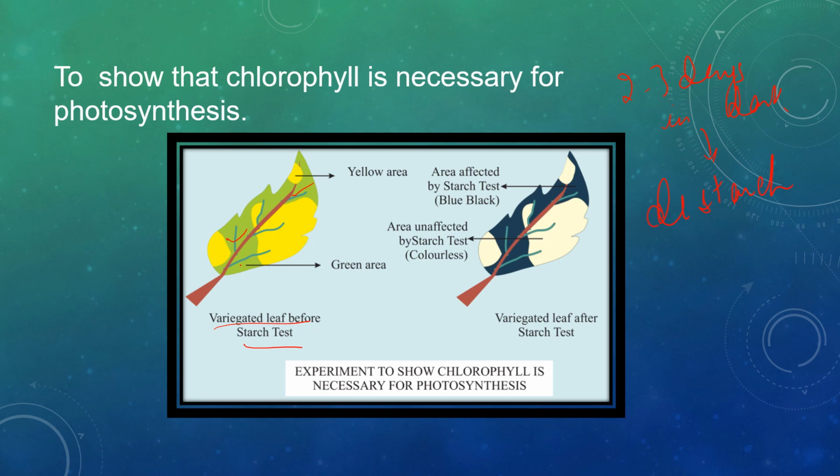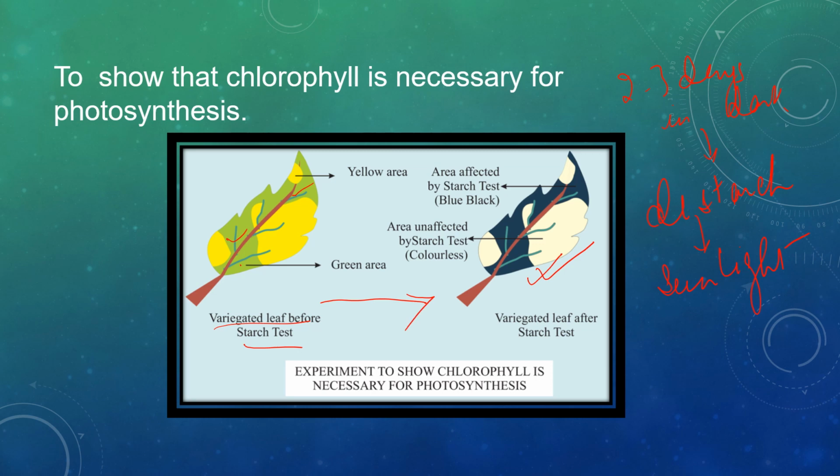Then we place the plant again in sunlight or daylight for 2 to 3 hours. Then we detach the leaf and draw its outline on a sheet of paper. Now we test this leaf for the presence of starch.